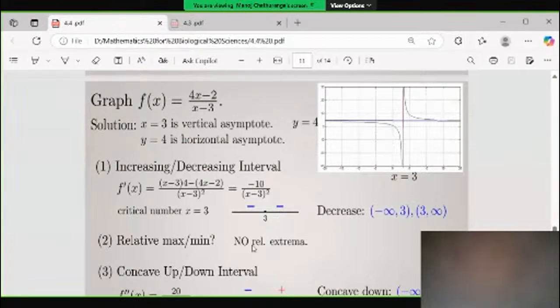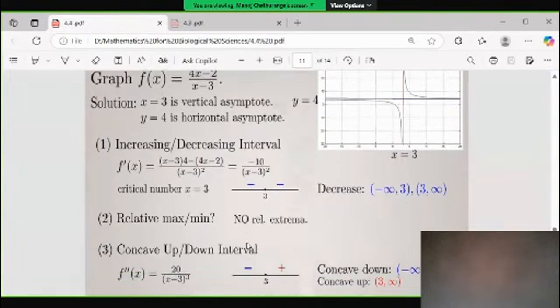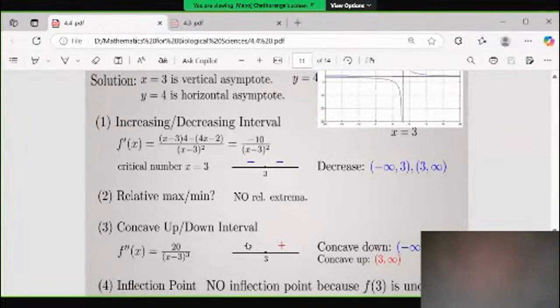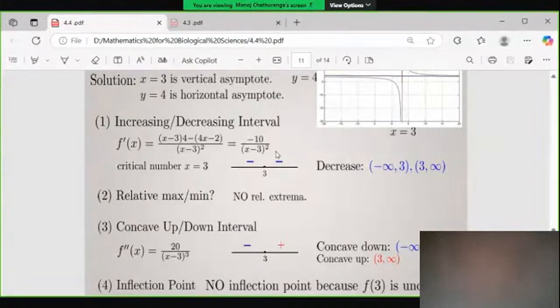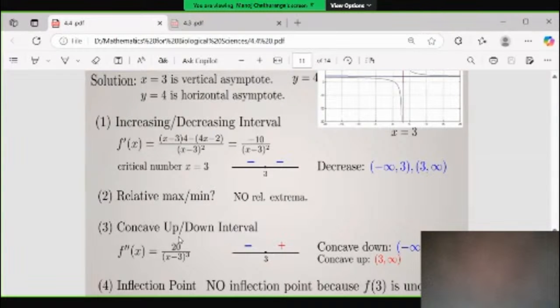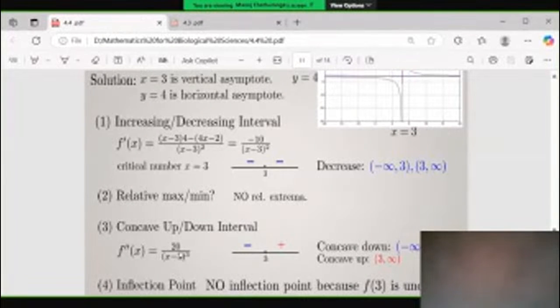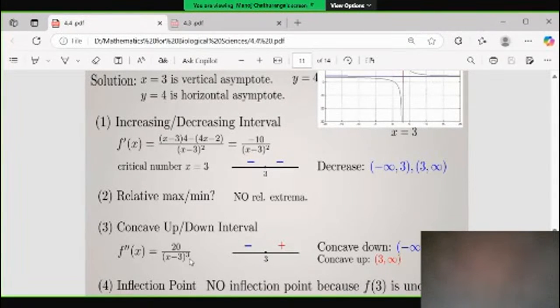So no relative extreme points. For the concavity, you can take the derivative and differentiate it one time. The second derivative tells us whether it is concave up or down. And see, this is 20 divided by (x minus 3) to the third power.